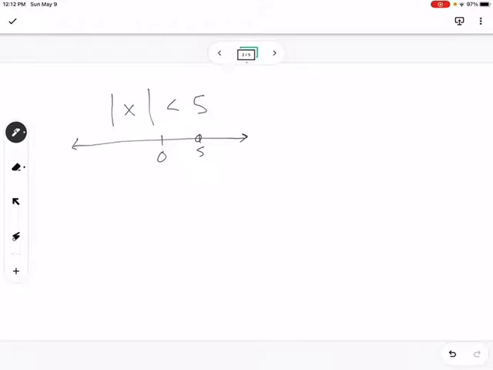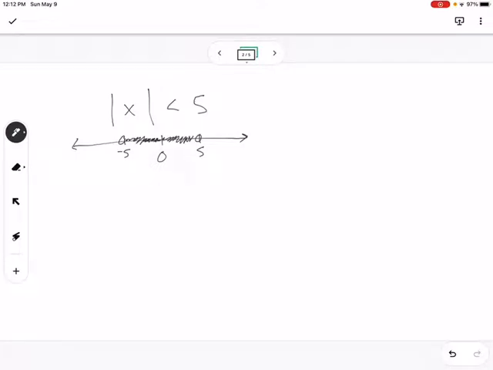But we know 5 is, and then if you think, well, 6 is further away from 0, so we don't want to go that direction. So what we're talking about is all of these numbers. Now, once we get into negative, negative 1 is less than 5, negative 2, negative 3, all the way up to negative 5, but not including. So this, to me, is just the helpful way of visualizing.